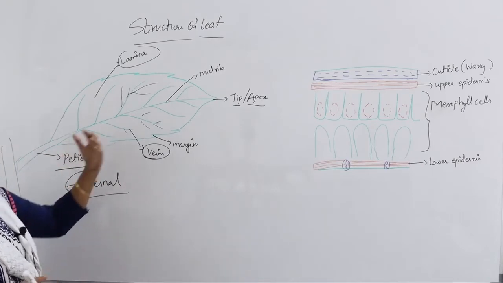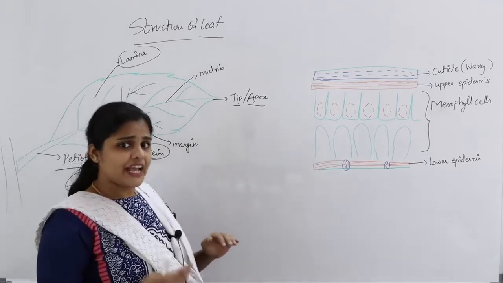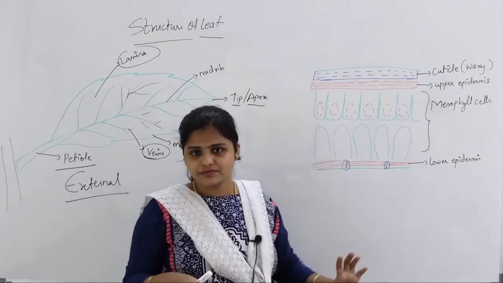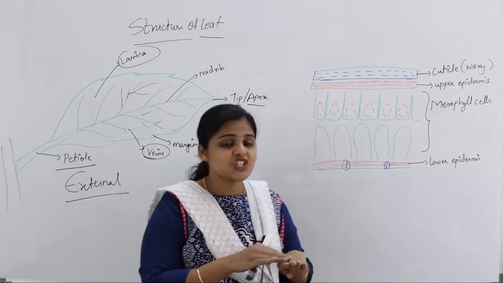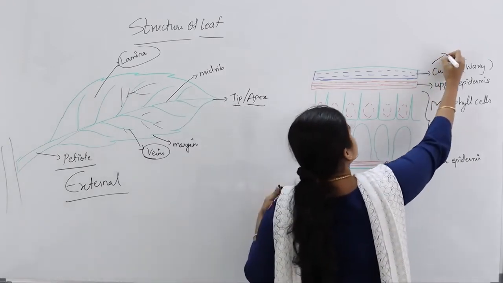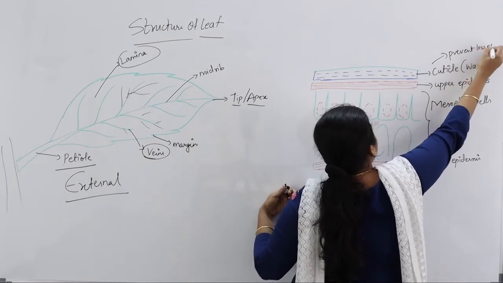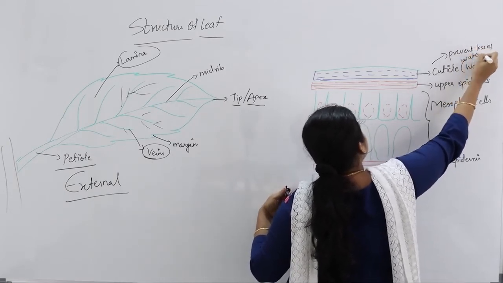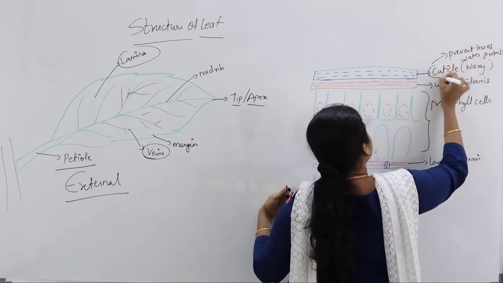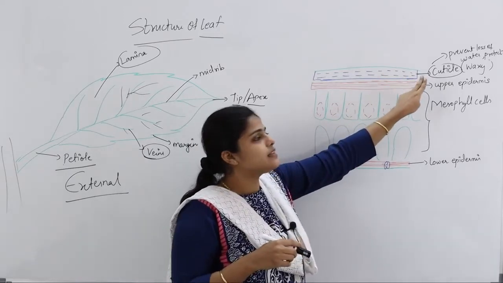Next, I should know my internal structure. Now, what is my internal structure? I have just explained it. The top surface part has the cuticle. That is the reason it is very shiny and very waxy. It prevents loss of water and it is protective. This is a function of the cuticle. The first part, the top part, is called the cuticle.